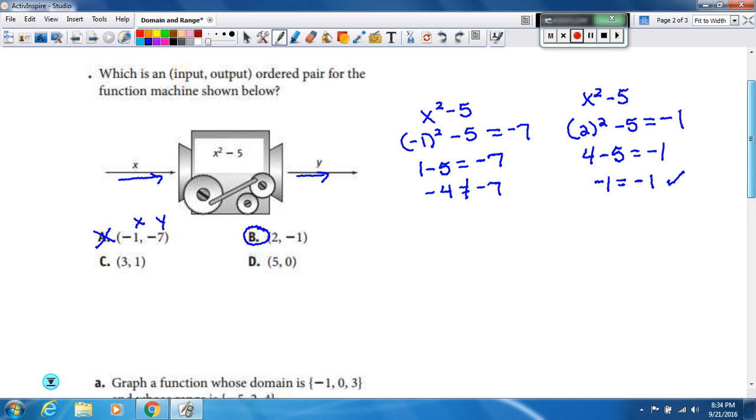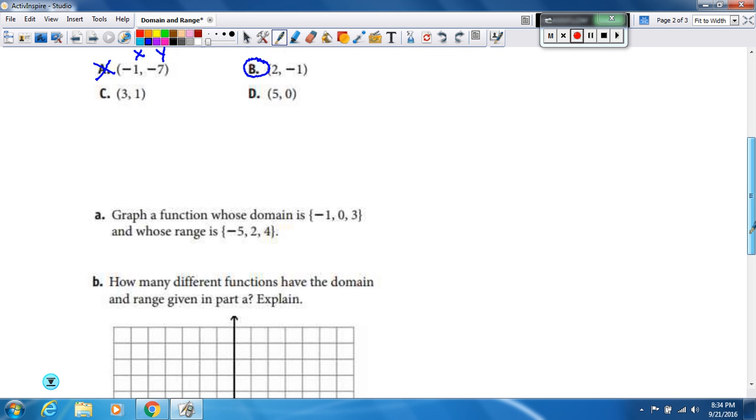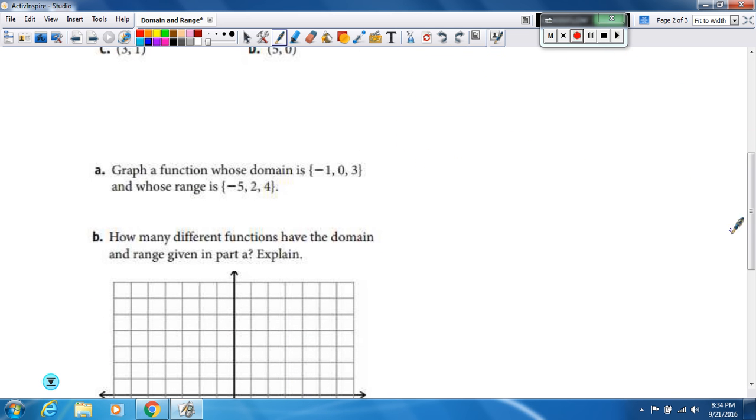Okay, the next one. Graph a function whose domain is -1, 0, 3, and whose range is -5 to 4.